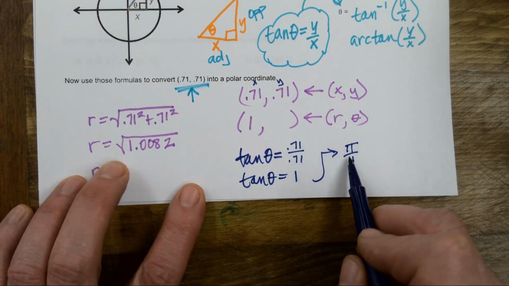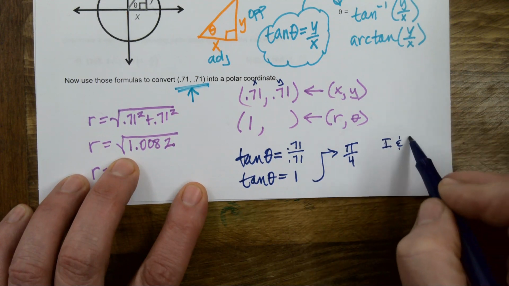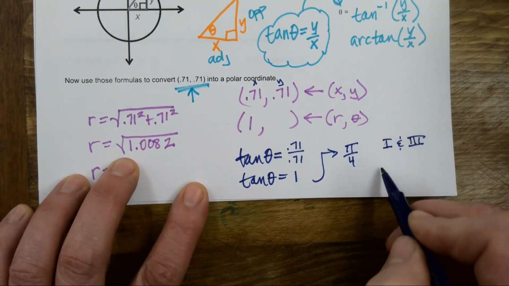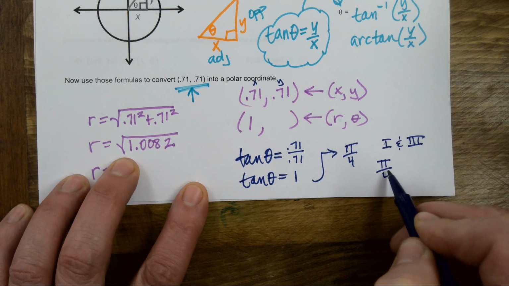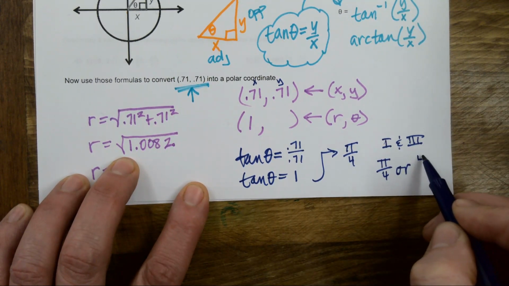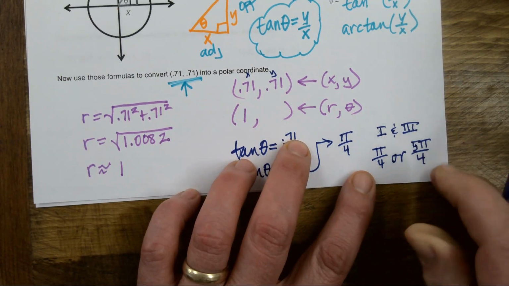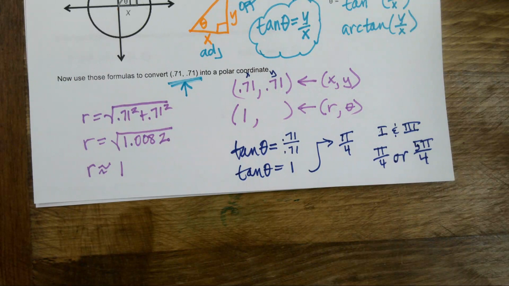So it's pi over 4 in the first, and where else? Third. Excellent memory, you guys. First and third. So my possible options are either pi over 4 or 5 pi over 4. That's my first and my third. Well, how do I decide which one?